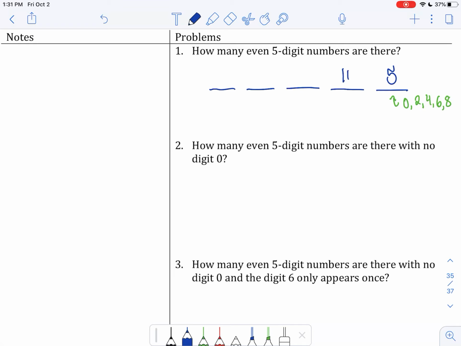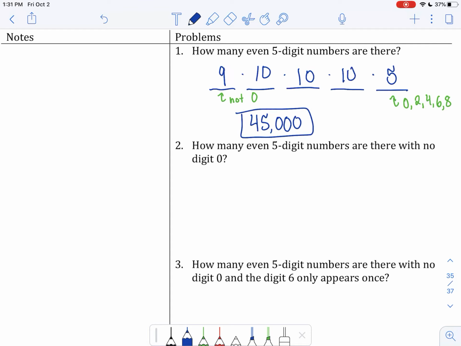The middle digits can be anything that we want. And then the first one can be anything but 0. Because if it's 0, then it's a 4-digit number, not a 5-digit number. So for the first digit, we only have 9 possible outcomes. And this is just a nice straightforward multiplication problem. We get 45,000 as the answer.